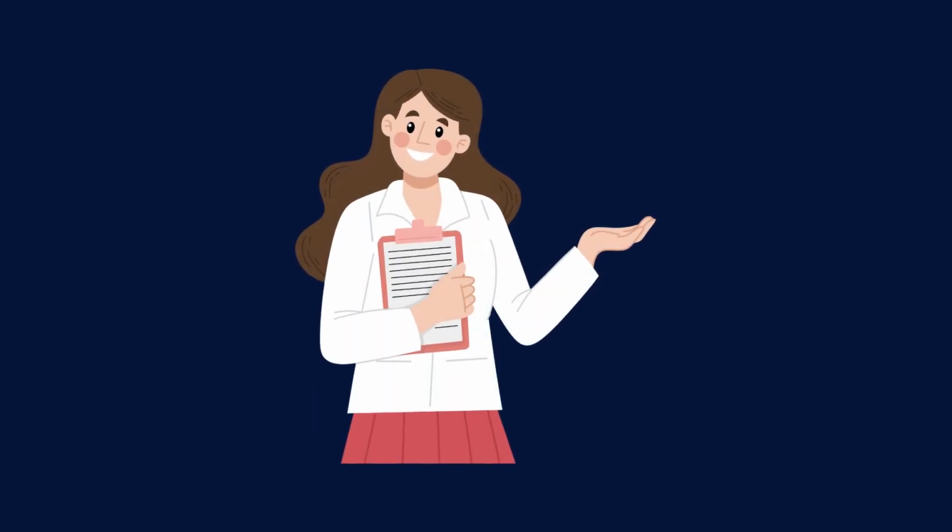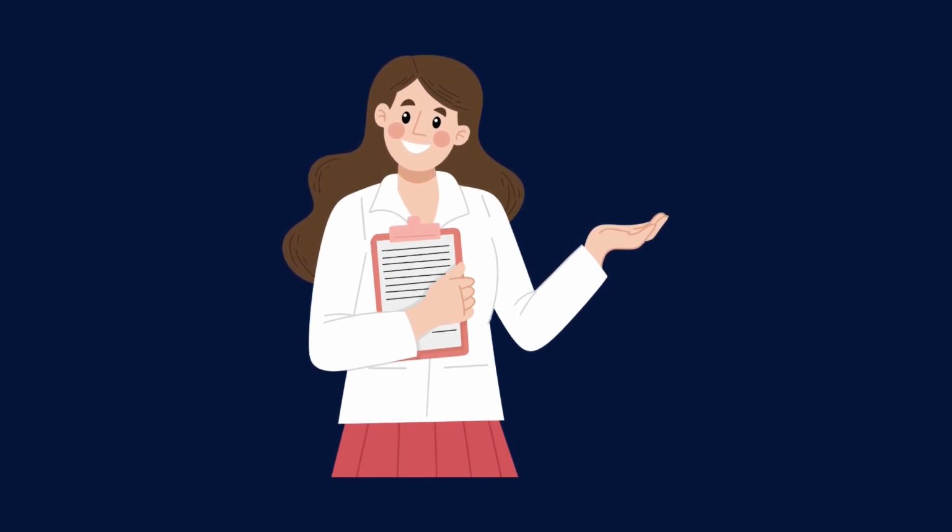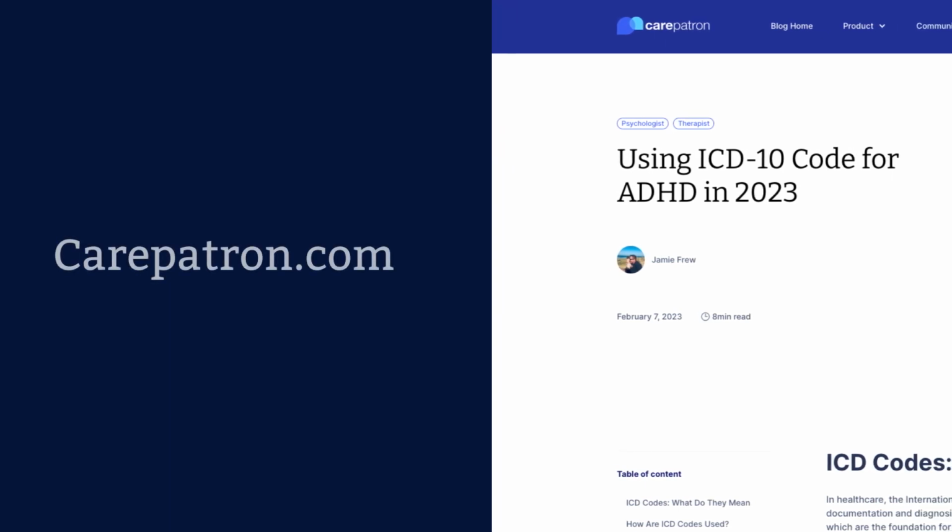Overall, the ICD-10-CM code F90.9 is an essential tool for correctly classifying and reporting ADHD cases. Understanding the code and how it is applied can assist healthcare professionals in providing better care to those experiencing this common disorder.